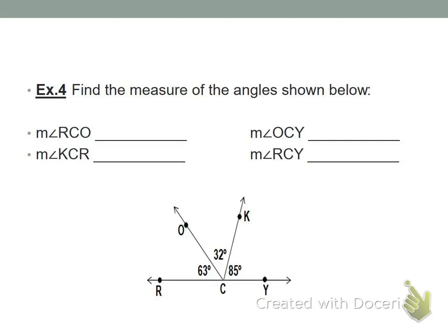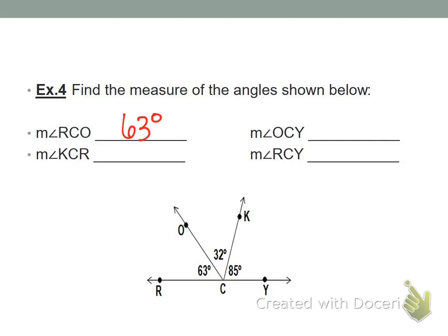These ones are pretty straightforward. Again, I would kind of trace over the angle that you're looking for or looking at. So we are trying to find the measure of angle RCO. Well, that's not too hard because they gave it to us. What is it? 63 degrees. All right, what about the measure of angle KCR?